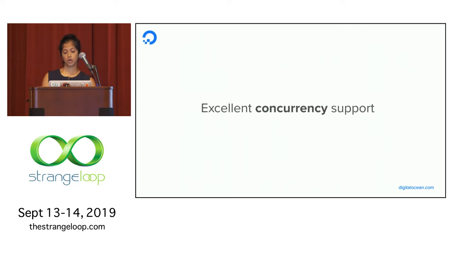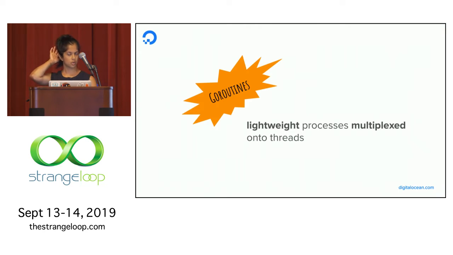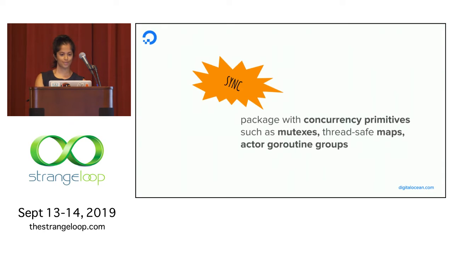A lot of people like Go because it has excellent concurrency support, and we're just going to go through a few of what that actually means. So there's these things called Go routines, and if you are familiar with Go, you've probably heard of Go routines. They are lightweight processes that are multiplexed onto threads. It's very easy to start a Go routine. Essentially, you type Go in front of a function.